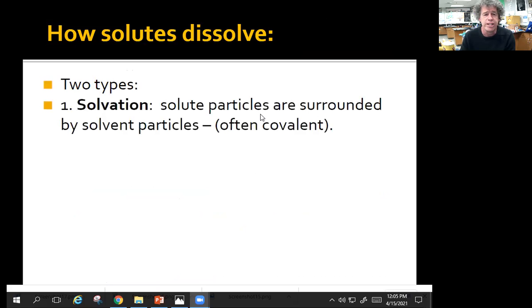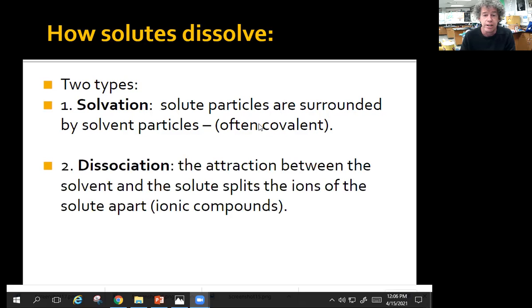Now, there's kind of a couple ways that things dissolve. One is solvation, where solute particles are surrounded by solvent particles. You'll often see this when covalent substances dissolve, such as when sugar dissolves, either sucrose or glucose or anything. You'll get solvation happening. Dissociation is another type, where the attraction between the solvent and the solute particle is strong enough to actually split the ions of the solute apart. And you see this with ionic compounds like NaCl.